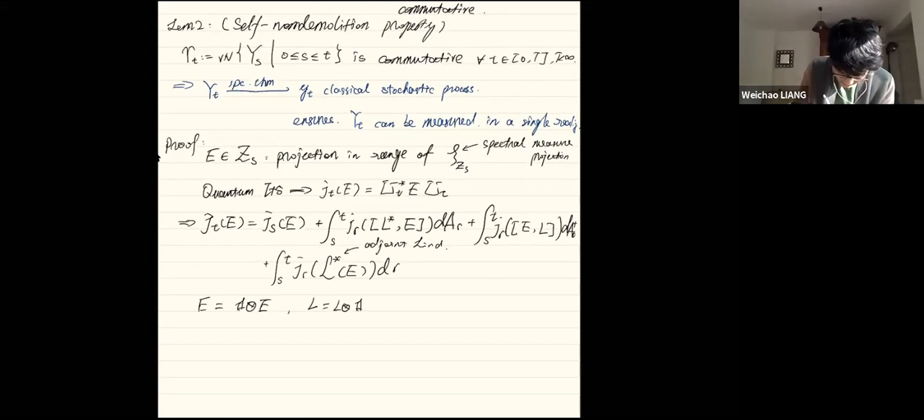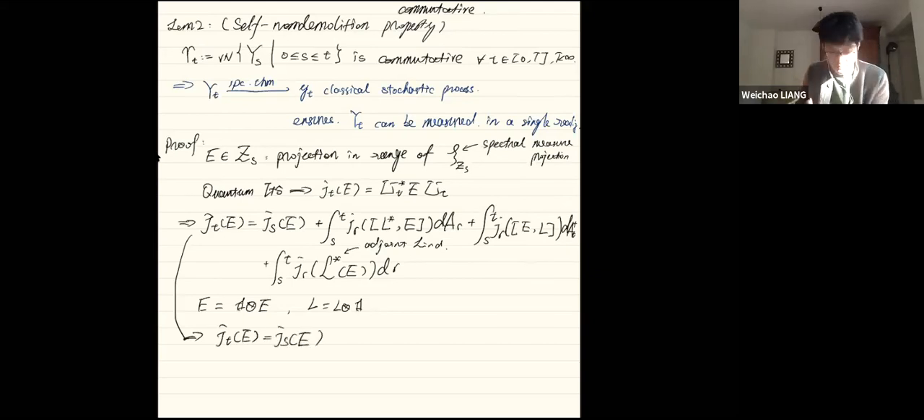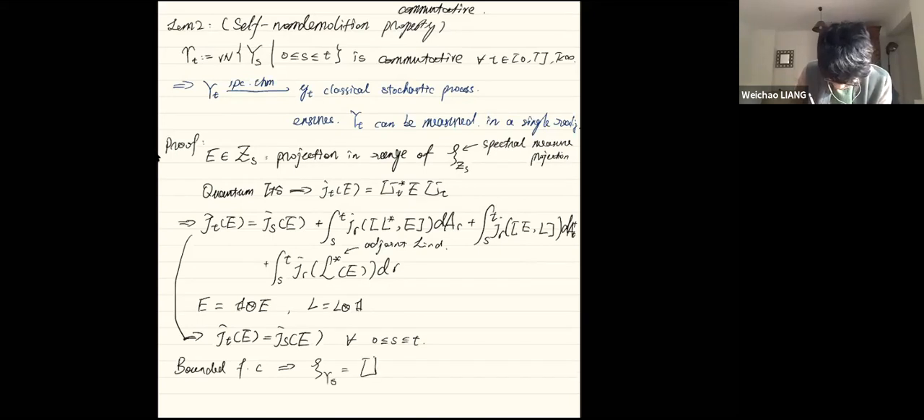So from that, we can see easily that this holds for every s between zero and t. And by the bounded functional calculus, we have the spectral measure, or the spectral projection, of the output process, the observation process, written in this form.